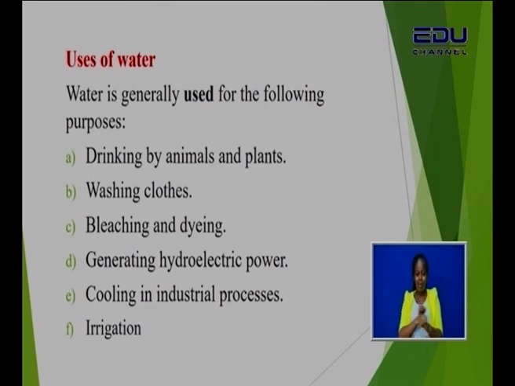There's farming. Irrigation. Remember, what you cook at home has to be farmed. The irrigation, those drip, overhead, all those things, that's irrigation. There is also cooling of engines.